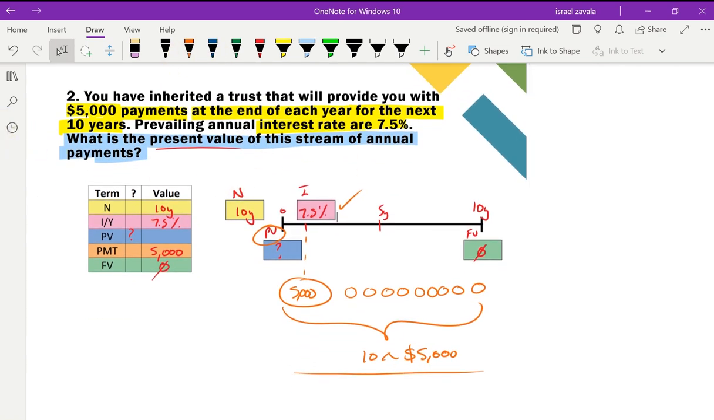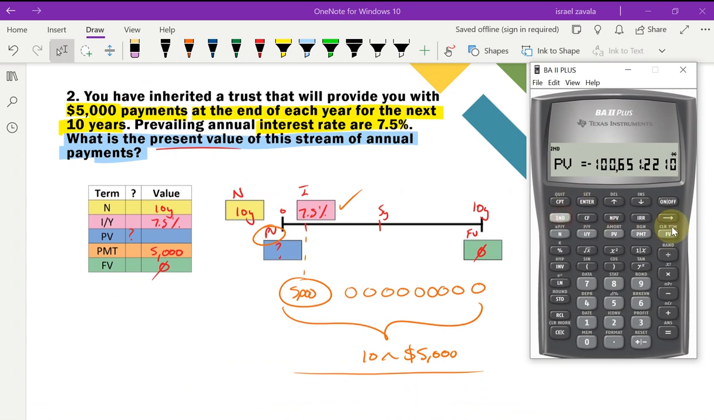Let's grab our financial calculator. Second clear. Number of years, 10 years. Interest rate, 7.5. Present value is what we're looking for. And we're receiving $5,000. And there is no future value. So let's compute our present value. So $34,320.40.